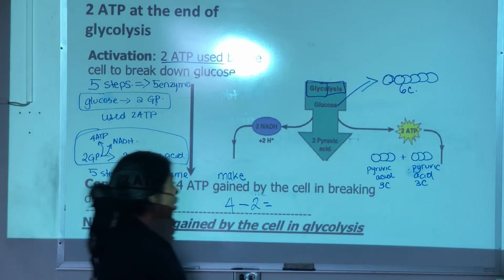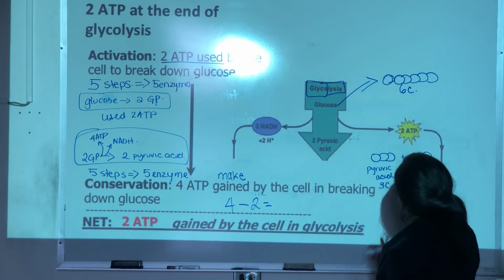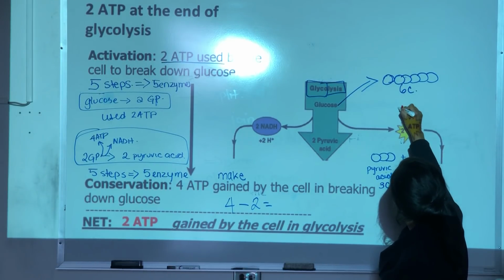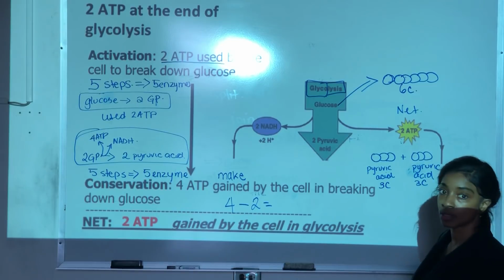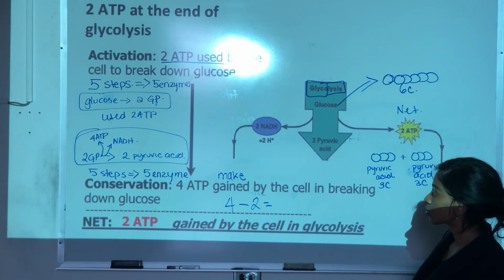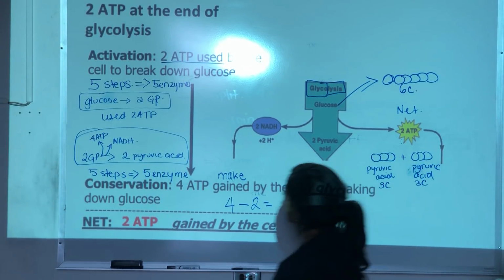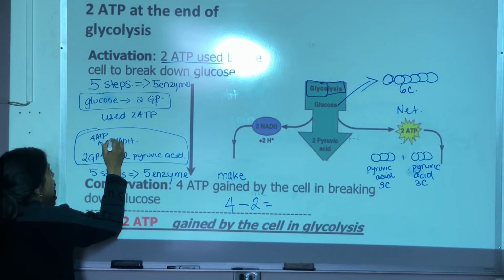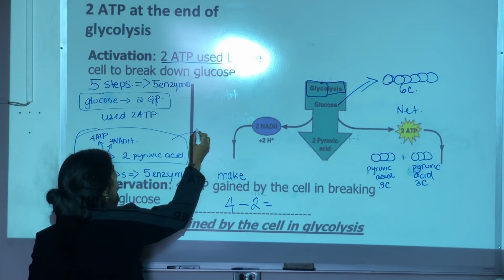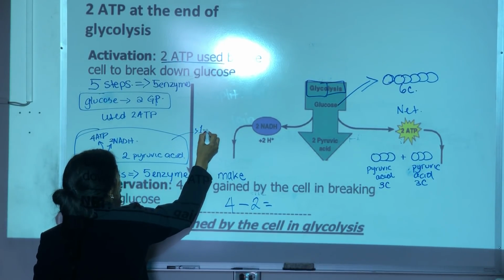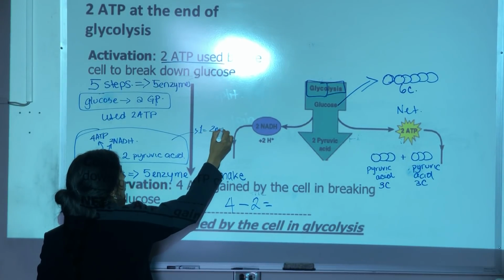So if you're looking at this model, when they're talking about 2 ATP, they're talking about the net. So what is the net total? Oh sorry, I should have put 2 NADH. When we look at this amount that's made, remember there's 2 glyceraldehyde phosphate. That means that 1 glyceraldehyde phosphate makes 2 ATP.